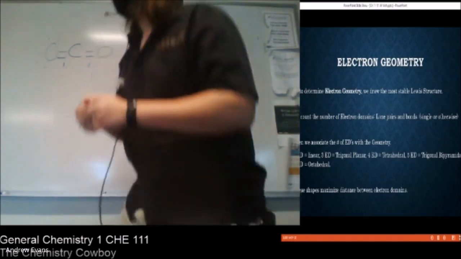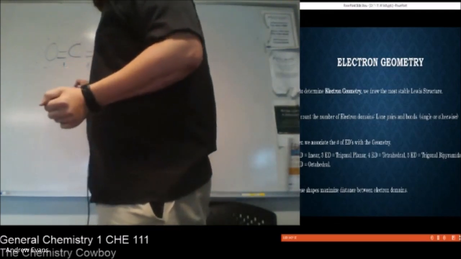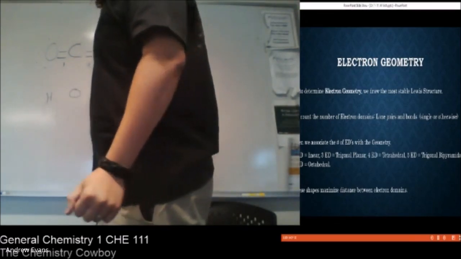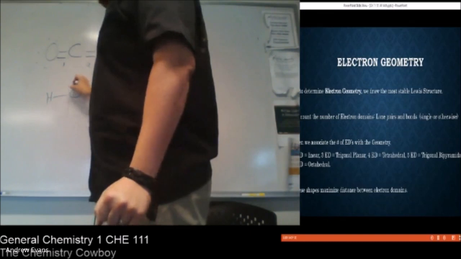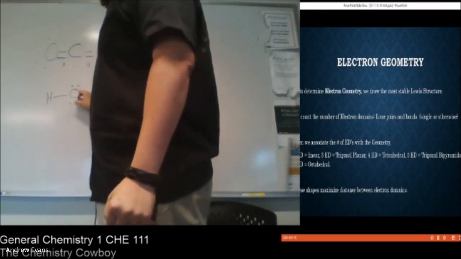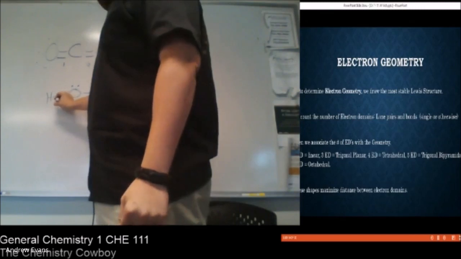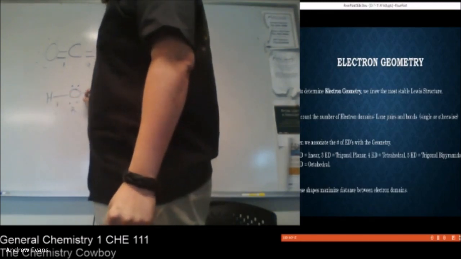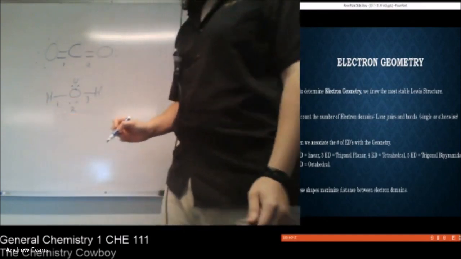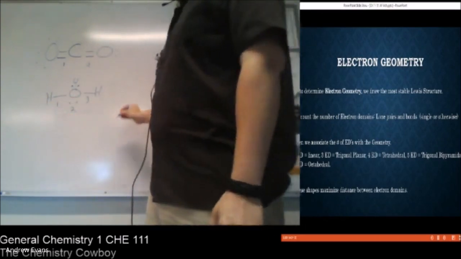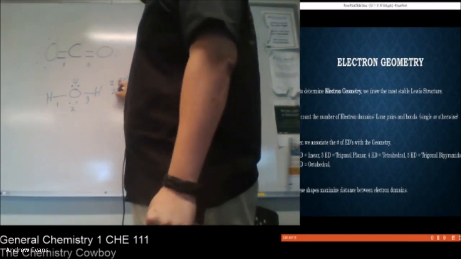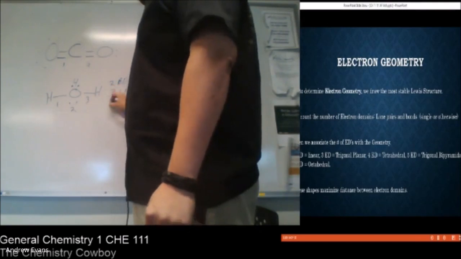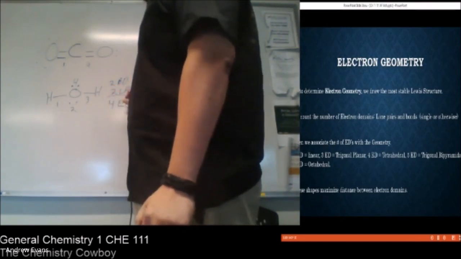Now looking at water, you would have had a similar situation. You have O, H, H, and we put single bonds, then we have a bunch of extra electrons, and we put lone pair, lone pair. So looking at that, we have one, two, three, four things coming off the oxygen. So with this in mind, we have two bonding domains, two lone pairs, four electron domains.